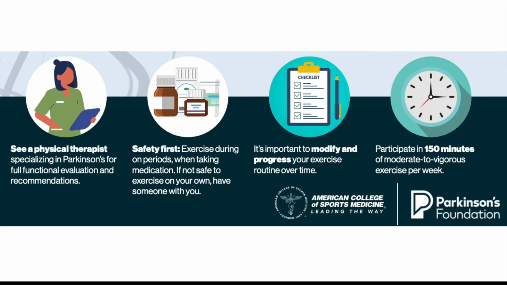It is important to modify and progress your exercise routine over time. You don't want to just start out doing a lot of exercise all at once. You want to gradually increase as time continues. Participate in 150 minutes of moderate to vigorous exercise per week to have the best effect from exercise.